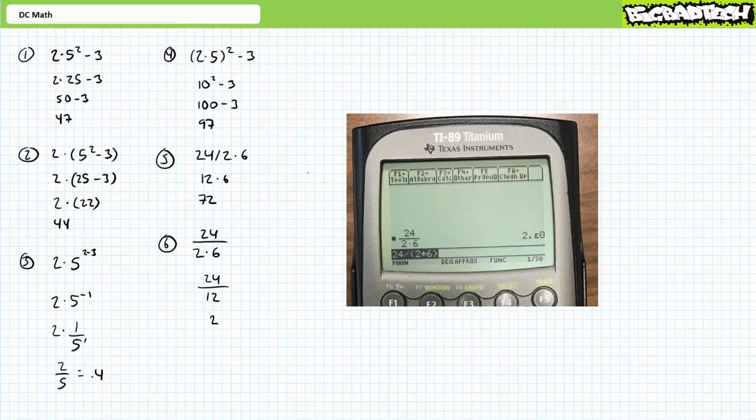Our next problem is similar in nature, however it's been written differently. 2 times 6 appears entirely below the denominator. If you're thinking in a single line, one might think of this as 24 divided by parentheses 2 times 6 close parentheses. The operation inside the parentheses receives priority. 2 times 6 is 12. 24 divided by 12 is 2.